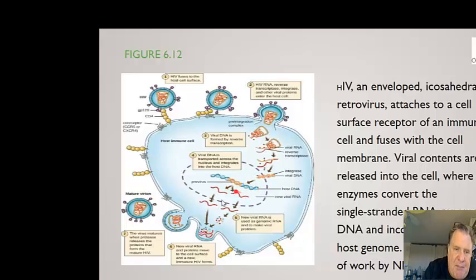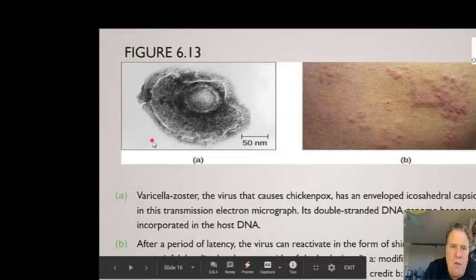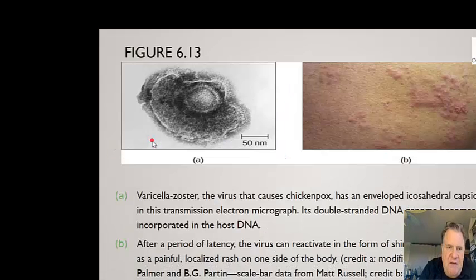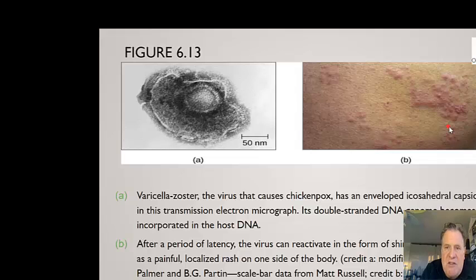And then what happens is the RNA is made. That RNA can then be processed into more of the virus. Varicella zoster is the virus that causes chickenpox. It has an enveloped icosahedral capsule visible in a transmission electron micrograph. It's a double-stranded DNA virus and becomes incorporated into host cell DNA. This particular virus can lay dormant for a while, and then every once in a while it kind of pops up.